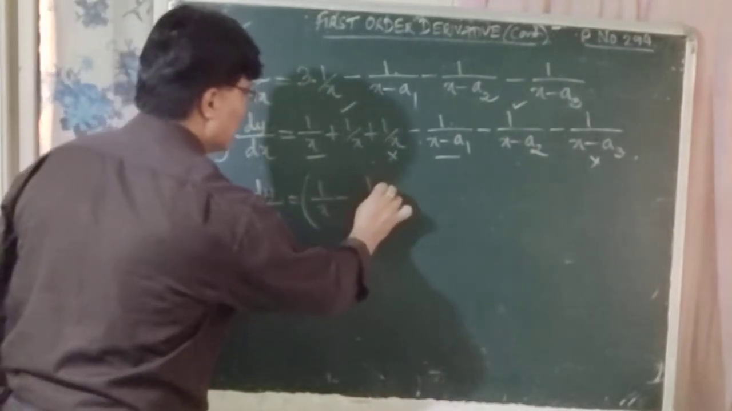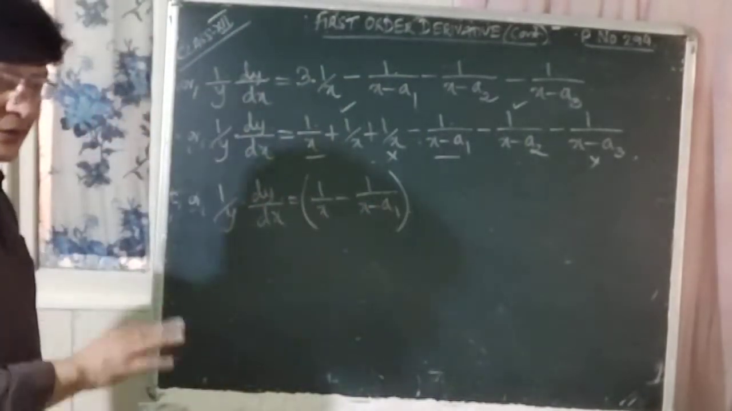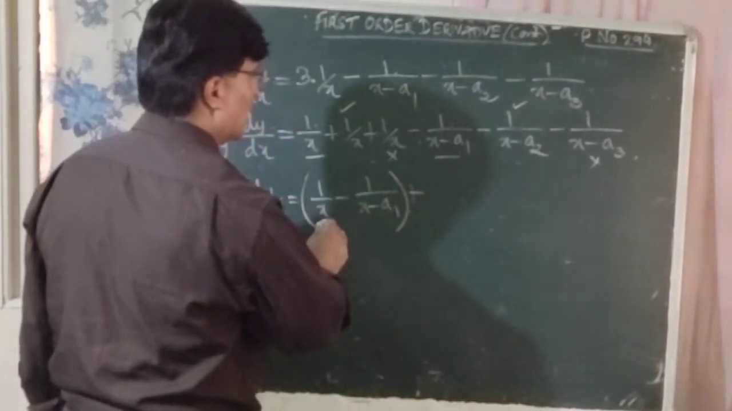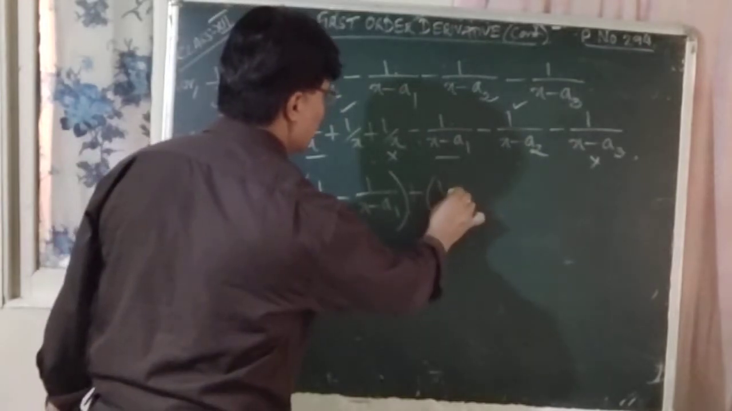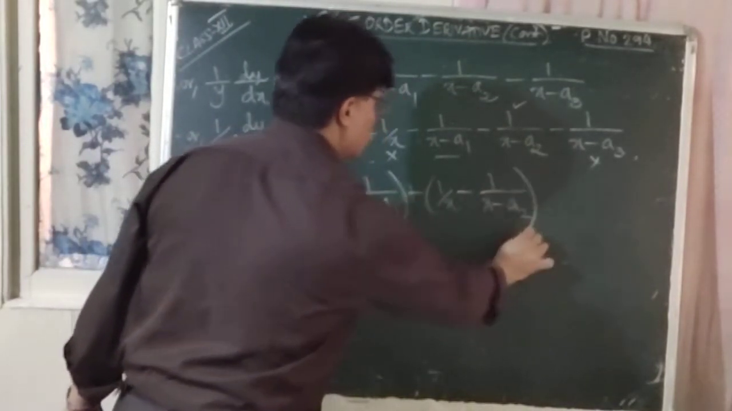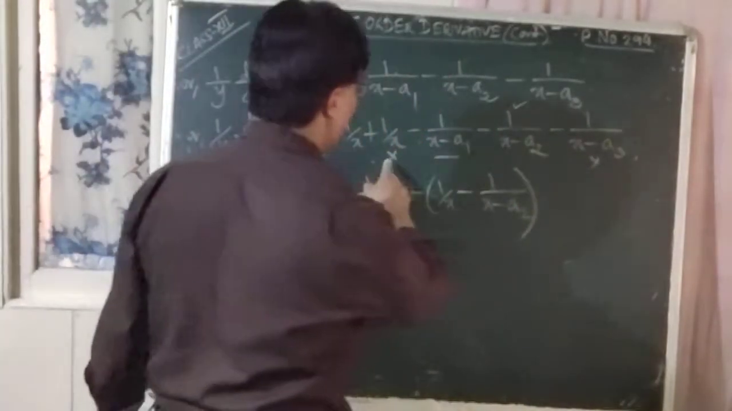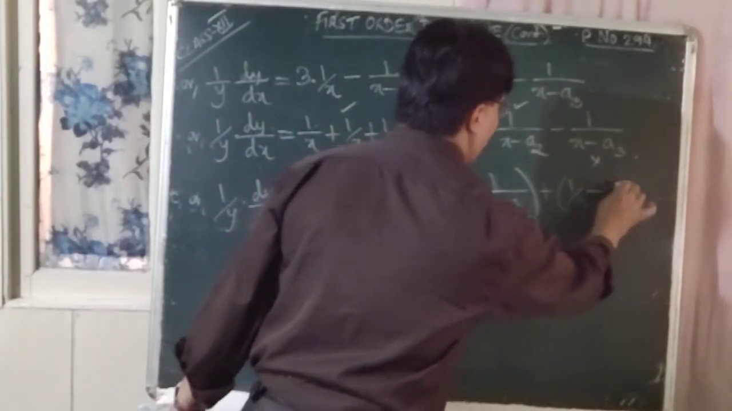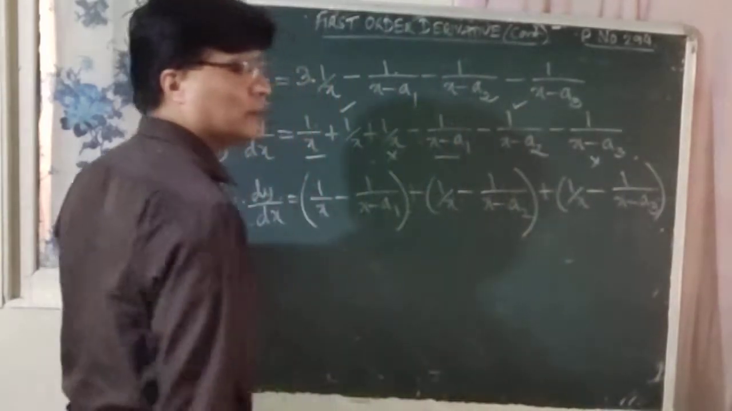upon x minus 1 upon x minus a1, right? This is the first term now. Now next, plus 1 upon x with minus 1 upon x minus a2, right? Then write down this cross marked term, that is plus 1 upon x minus 1 upon x minus a3. Okay?